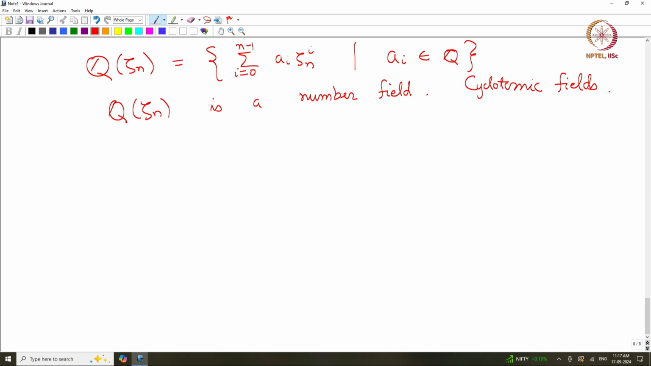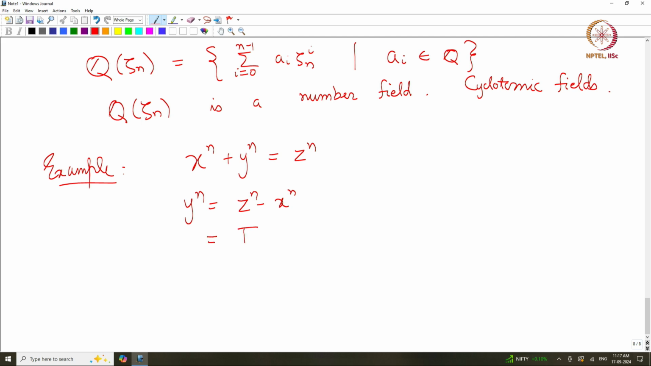Okay. So, this is a field, and now let me go back to Diophantine equations and tell you why we look at these number fields. So, consider our example x to the n plus y to the n equals z to the n. I can rewrite this as y to the n equals z to the n minus x to the n, and I can factorize this as the product, i going from 0 to n minus 1, of (z minus zeta n to the power i times x).